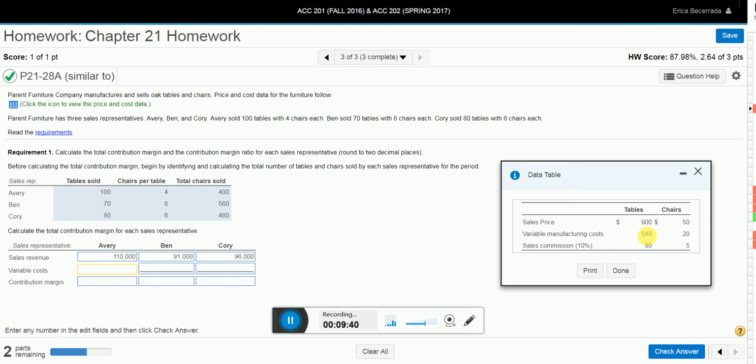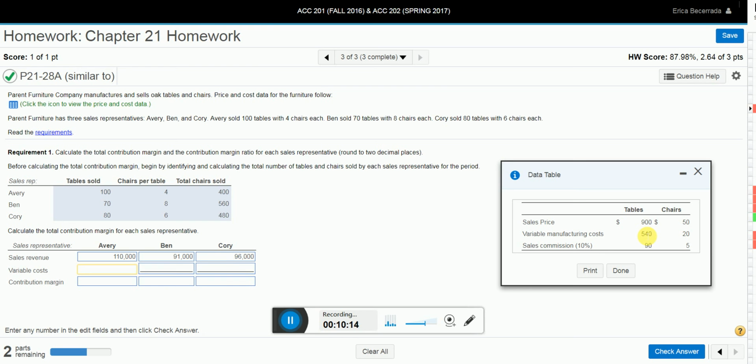So for Avery, we know his total sales revenue is $110,000. We're going to multiply that by 10%. So we're going to take the 110,000, multiply that by 10%, that gives us $11,000 as his variable commission cost.